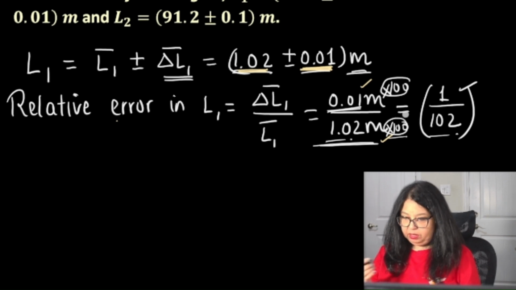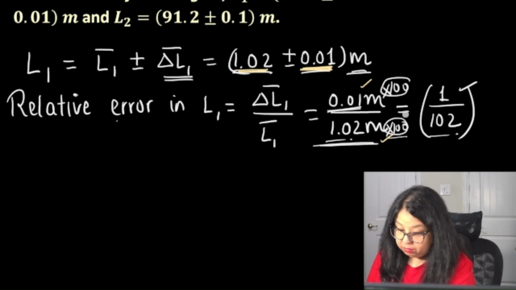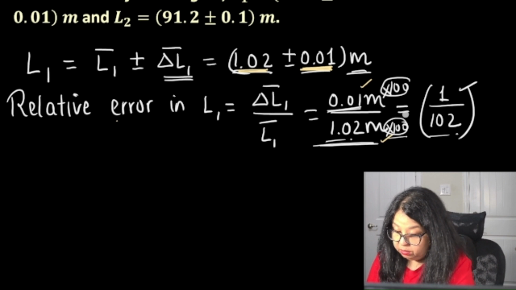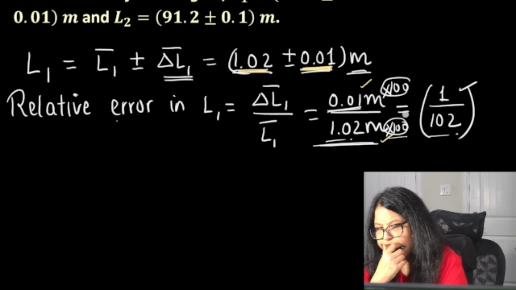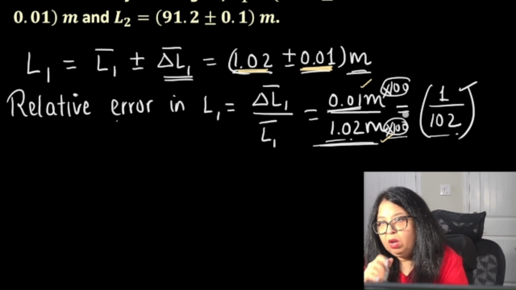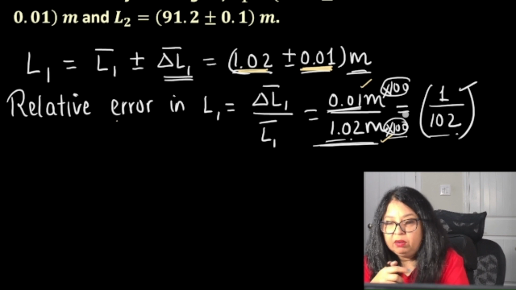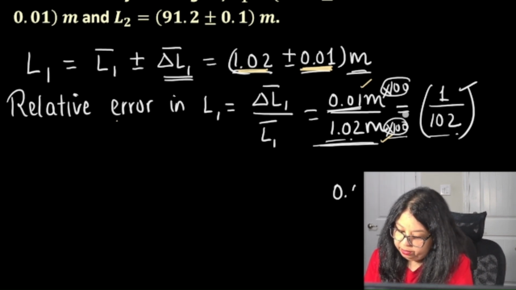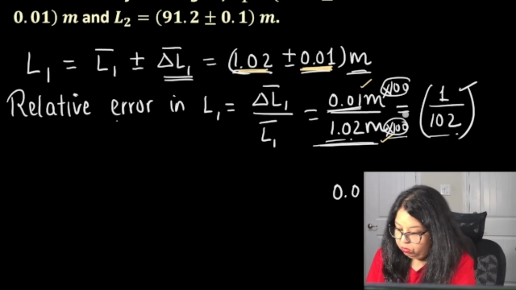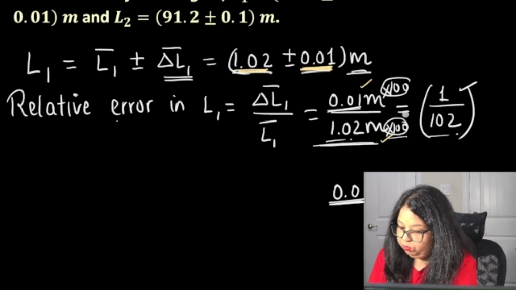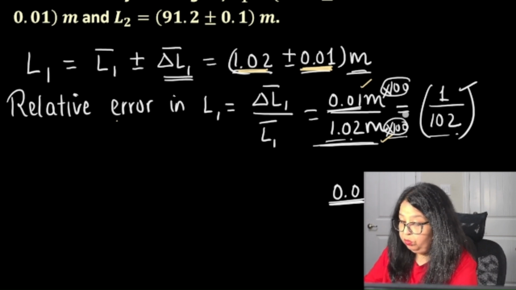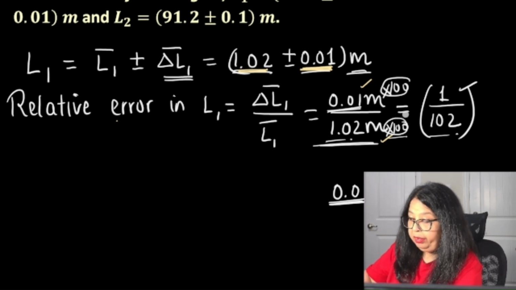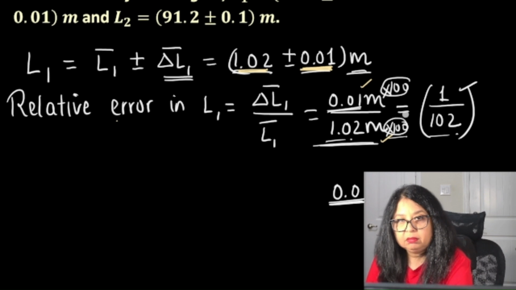The answer will be less than, I don't know, 0.1 over 100. So 102 is almost 100. 1 divided by 100 is what? 0.01. So the answer will be smaller than even this. So it will be more like 0.009 or 8, something like that.